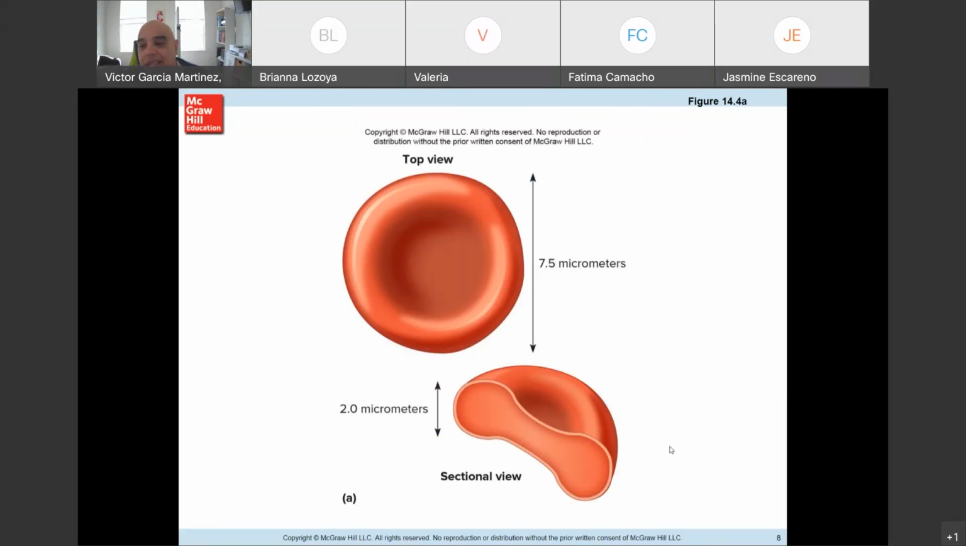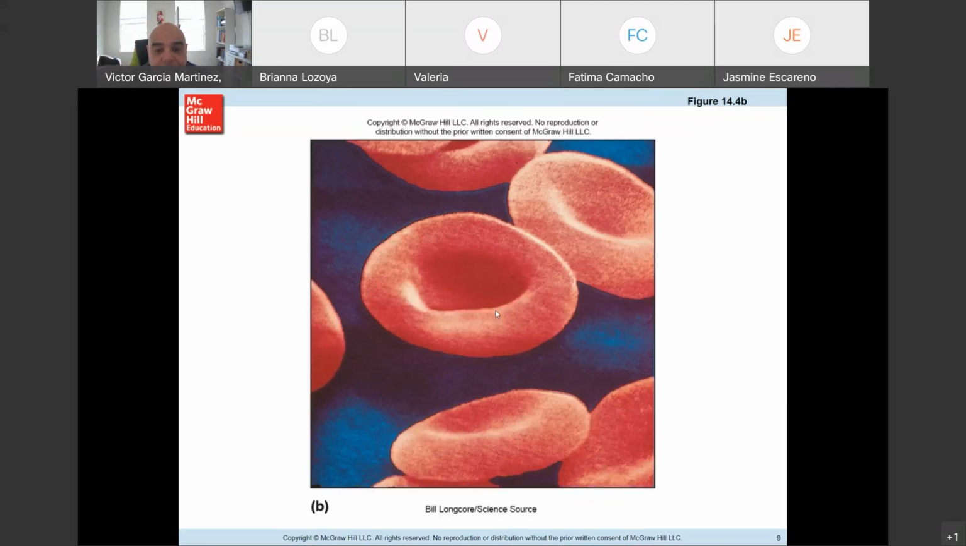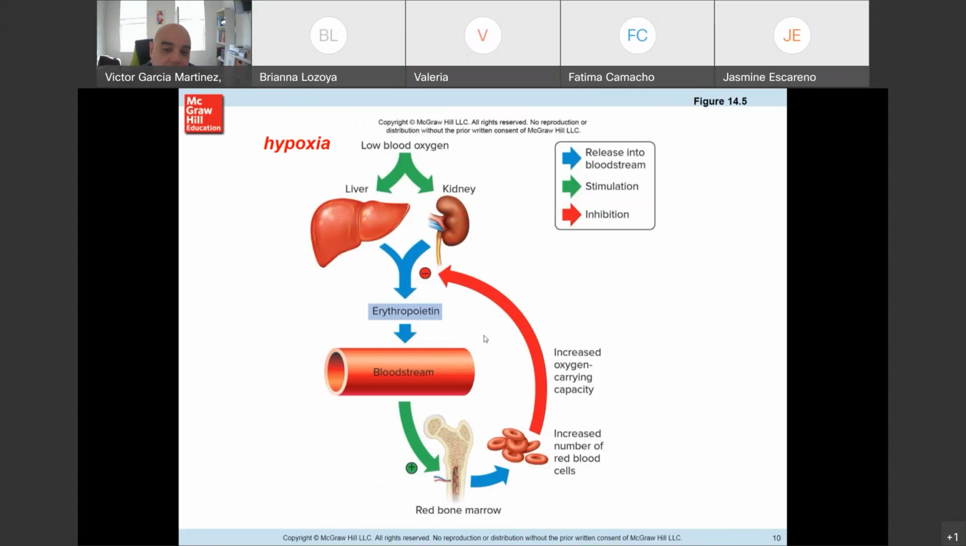First of all, the first cell, again, enucleated cells and without mitochondria, is the red blood cells. Guys, erythrocytes are in charge of the transport of gases, such as oxygen and carbon dioxide. This is a normal shape. It's rounded and it's biconcave.